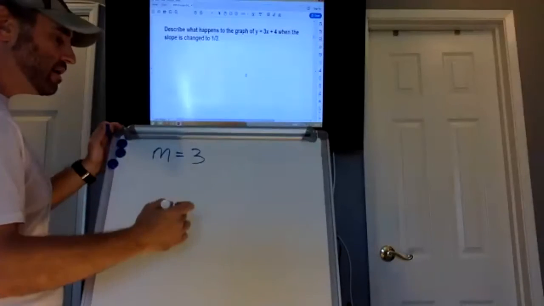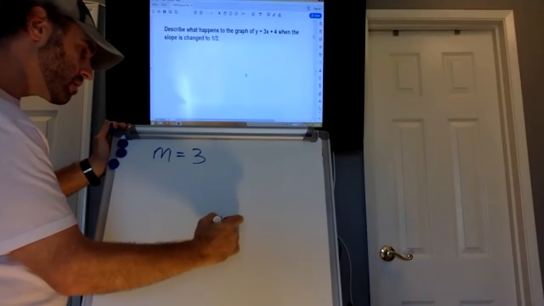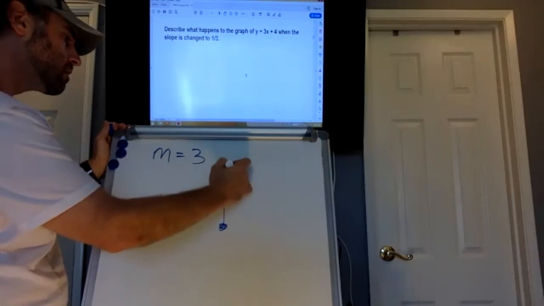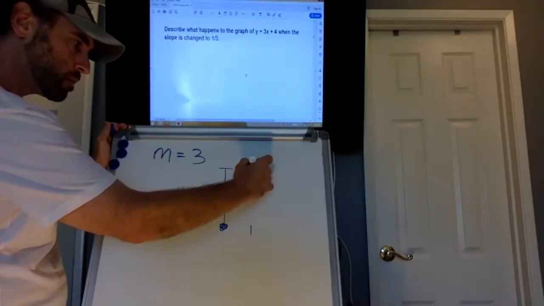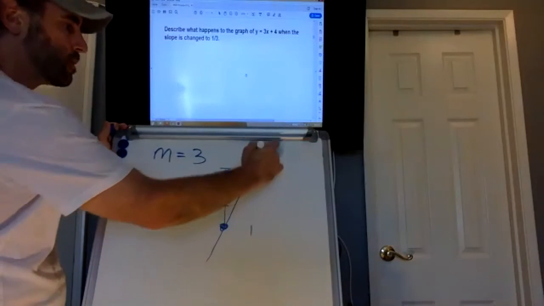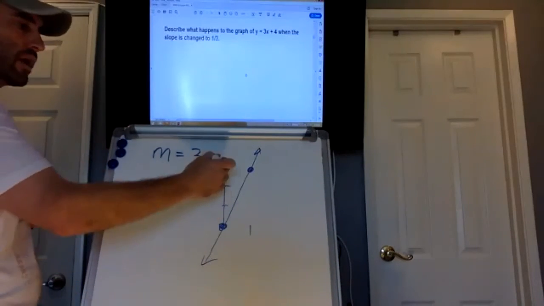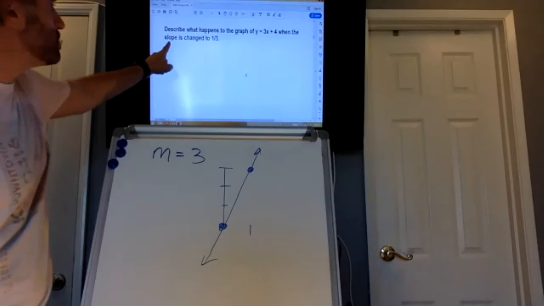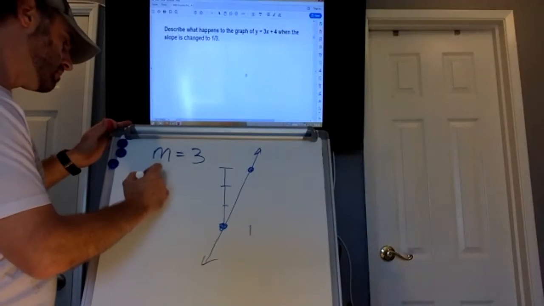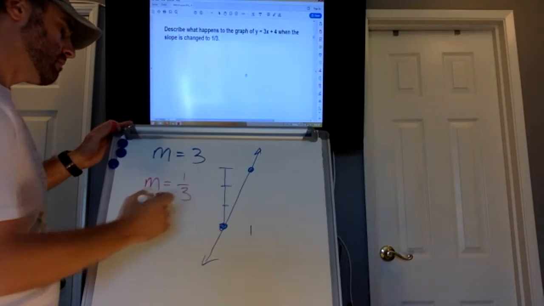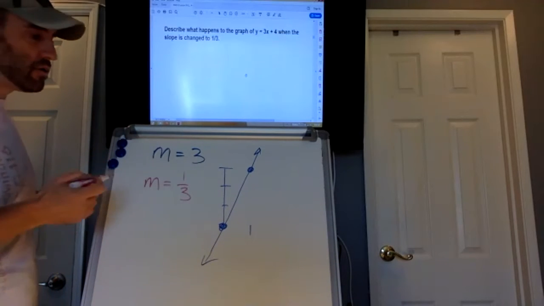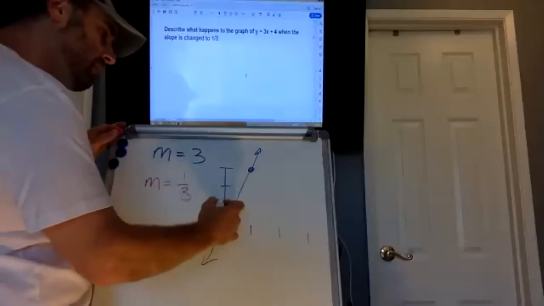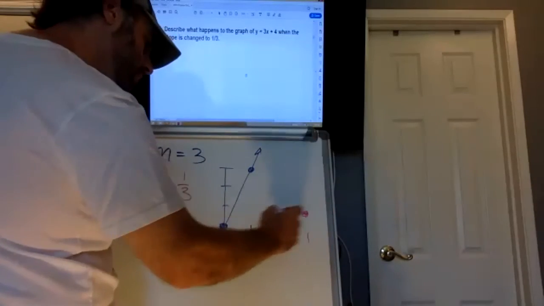The slope was 3. Slope was up 3 over 1. What changes in the graph? The slope changed to 1/3. Then it was up 1 over 3. What did the slope used to be? 3 over 1? Yep, and so that's what I showed here. Now you're going up 1 over 3. There you go. It's different.